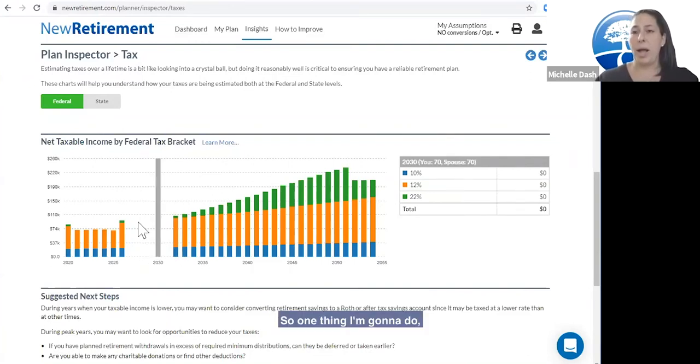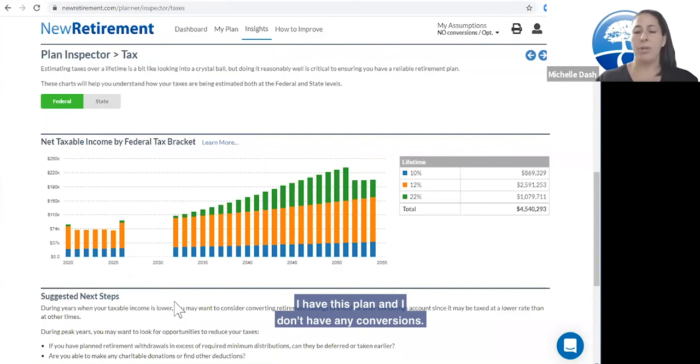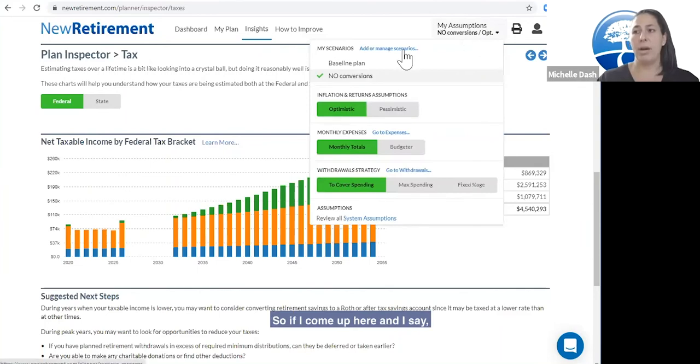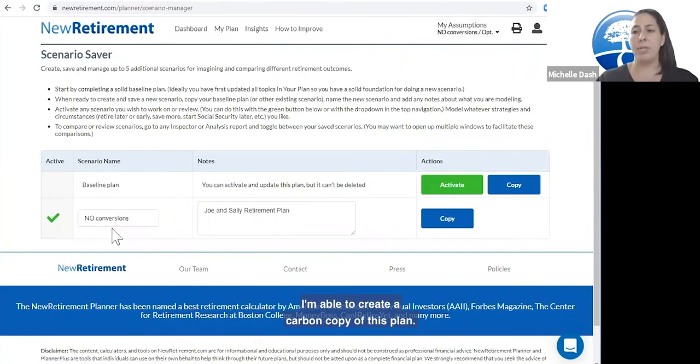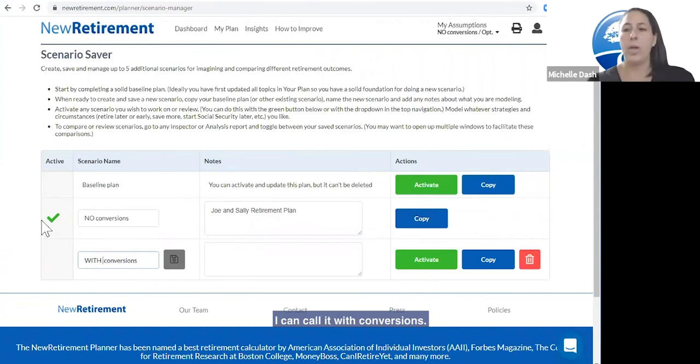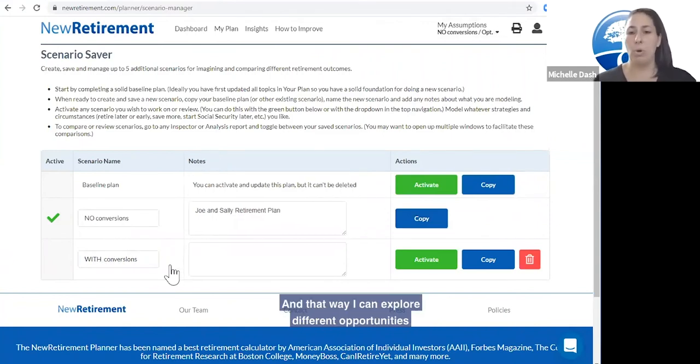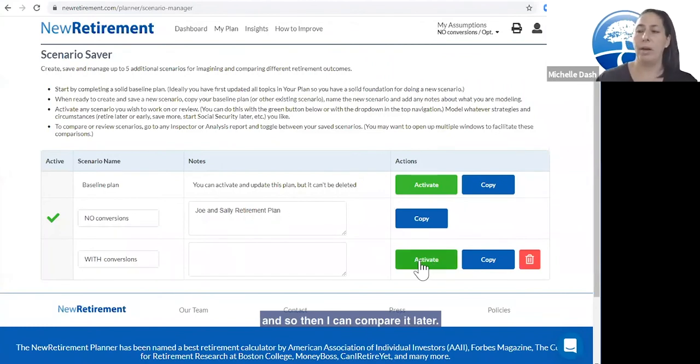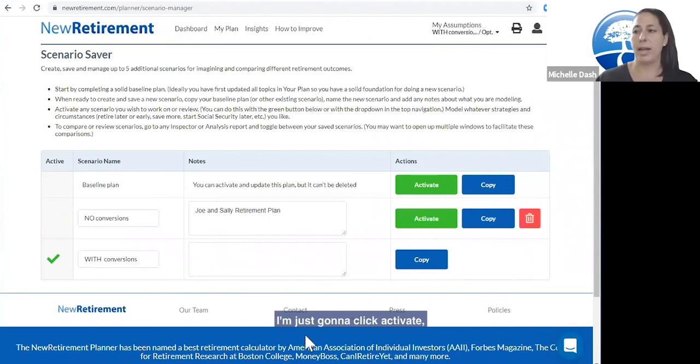So one thing I'm going to do, I have this plan and I don't have any conversions. And I just wanted to show this other feature that we have because sometimes it's a little bit hidden. We're actually able to manage multiple scenarios in the tool. So if I come up here and say add or manage scenarios, I'm able to create a carbon copy of this plan. And instead of saying no conversions, I can call it with conversions. That way I can explore different opportunities without touching my baseline plan so that I can compare it later. So once I create this plan, I'm just going to click activate, and then I have my carbon copy that I'll do my Roth conversions on.